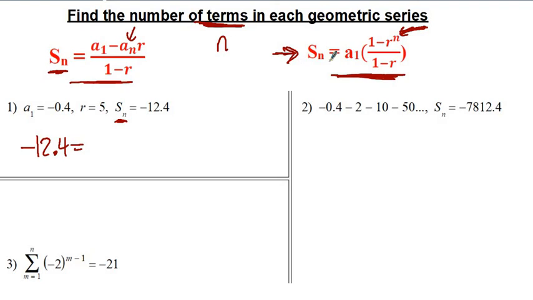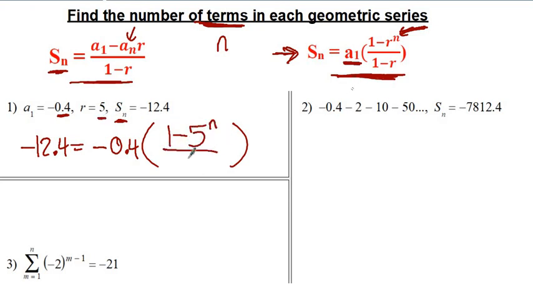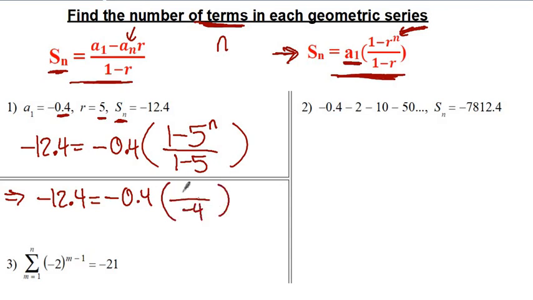So right here, I'm going to plug in negative 12.4 for S sub n. A sub 1 is this right here, negative 0.4. And then afterwards, we have to plug in 1 minus r, and r is 5 right here. They're telling us it's 5. We don't know what n is, so we're going to leave it as n, and then 1 minus r on the bottom will be 1 minus 5. So negative 12.4 equals negative 0.4, and the bottom 1 minus 5 is negative 4, so we have 1 minus 5 to the n.